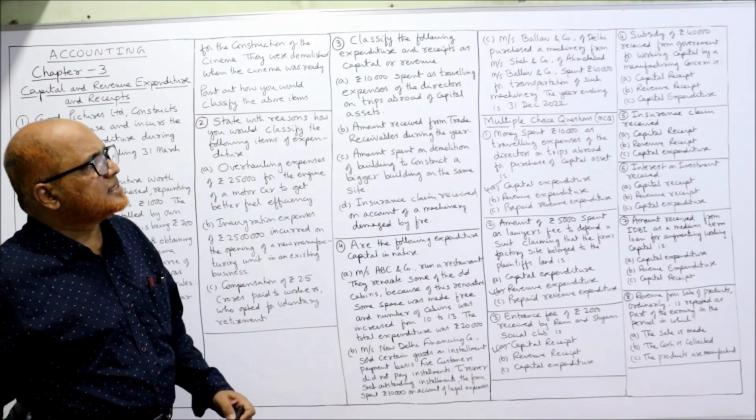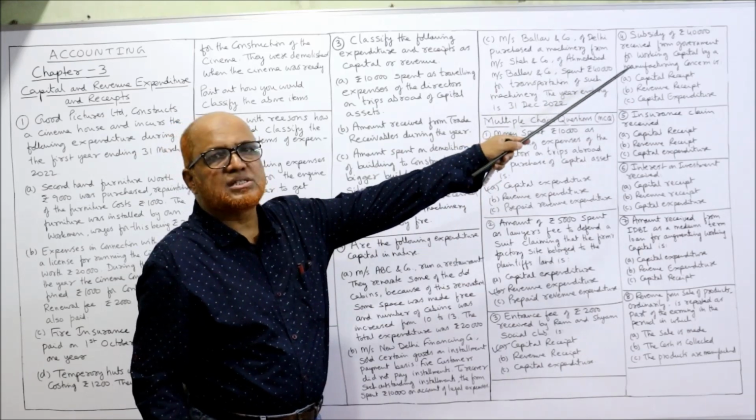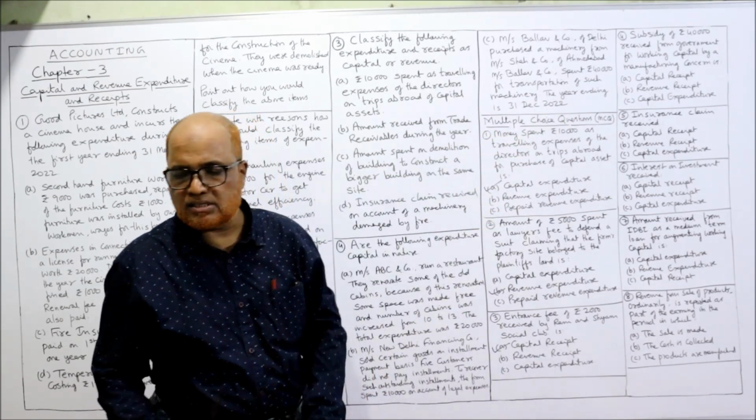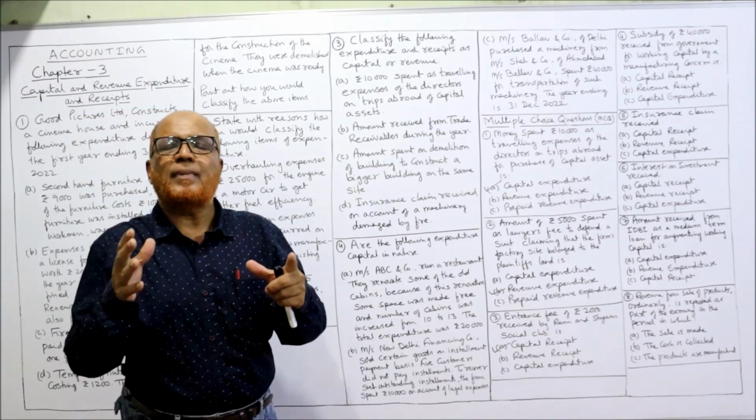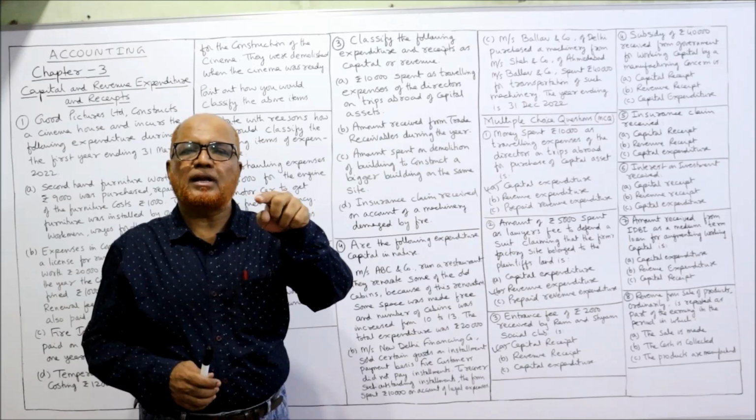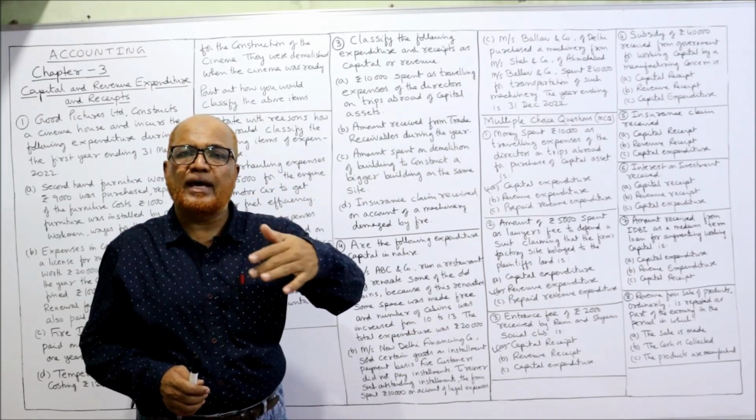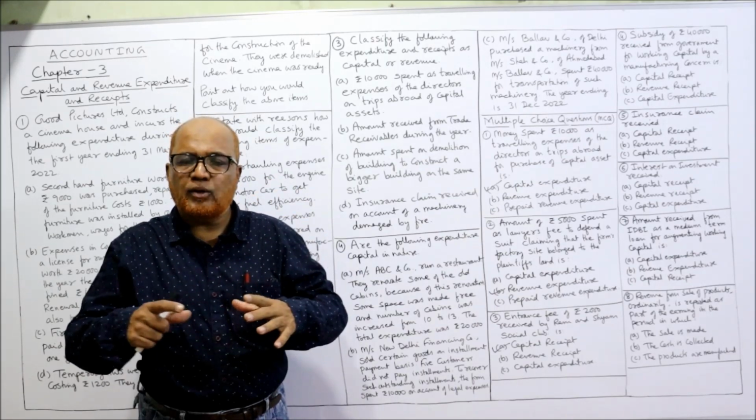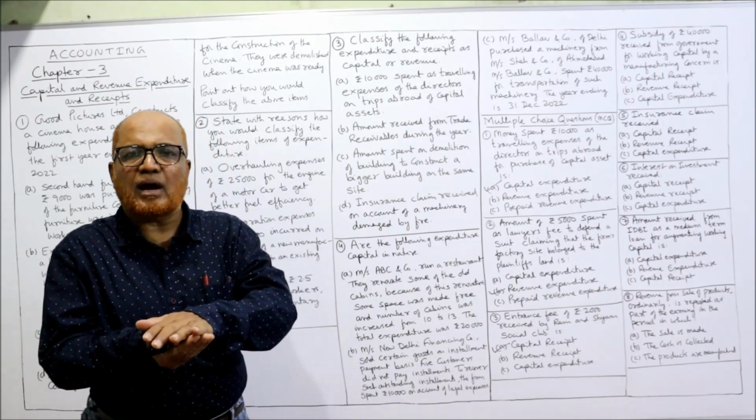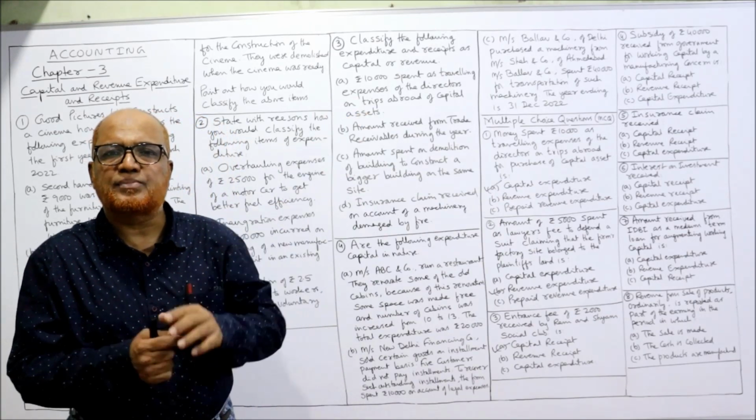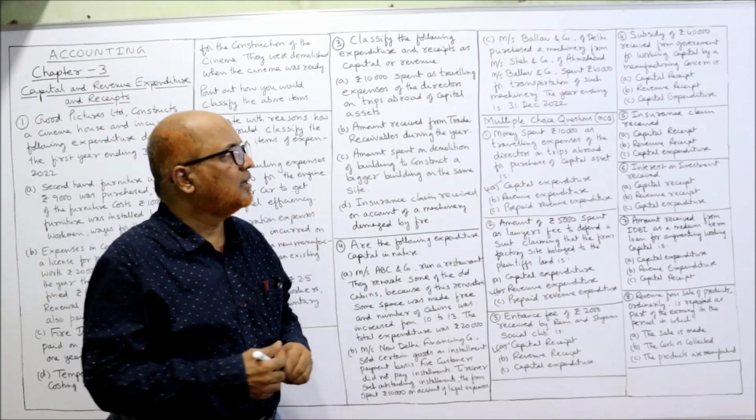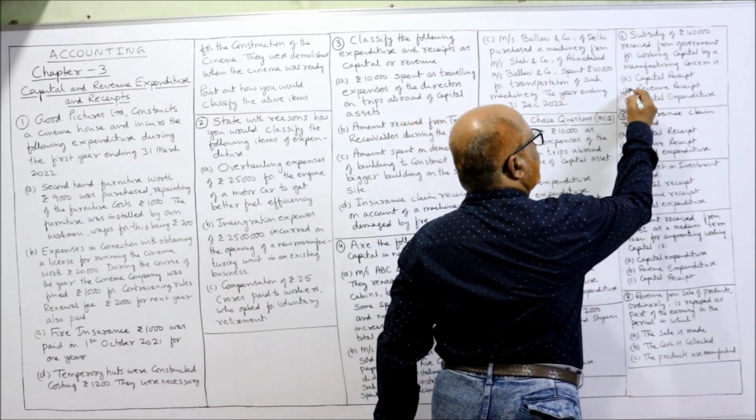Now next one, subsidy of rupees 40,000 received from government for working capital by a manufacturing concern. A manufacturing concern requires working capital. Working capital is the money required for day-to-day expenses. For this working capital purpose, the government is giving subsidy. So it is a revenue receipt. It is a revenue receipt, B.